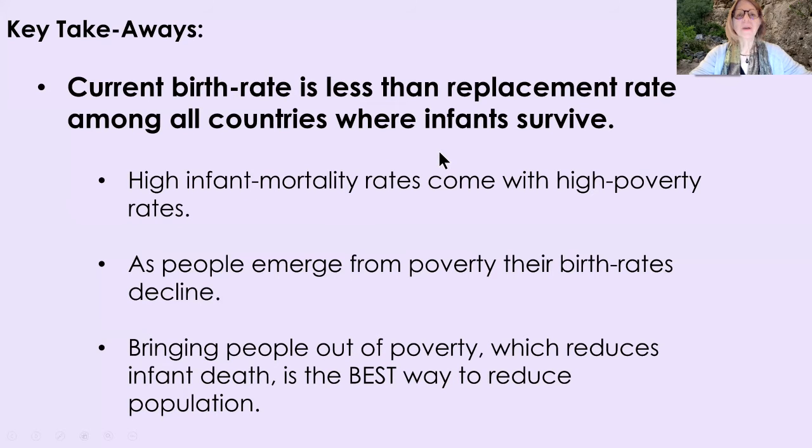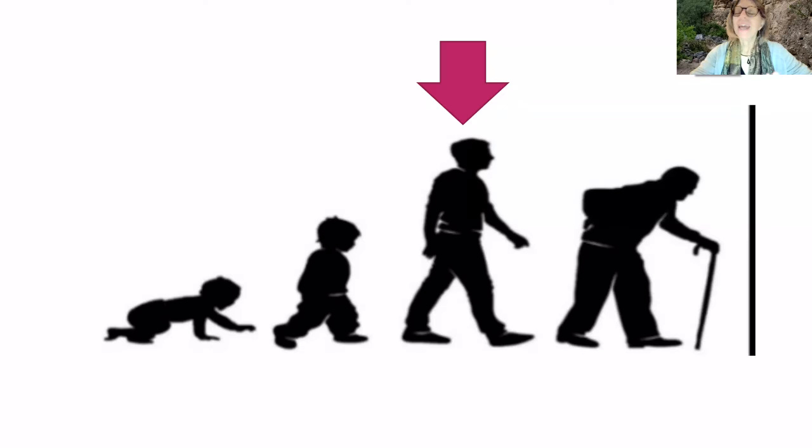So current birth rate is less than replacement rate among all countries where infants survive. High infant mortality rates come with high poverty rates. As people emerge from poverty, their birth rates just naturally decline. So bringing people out of poverty, which reduces the infant death rate, is actually the best way we can reduce population. And it's happening.